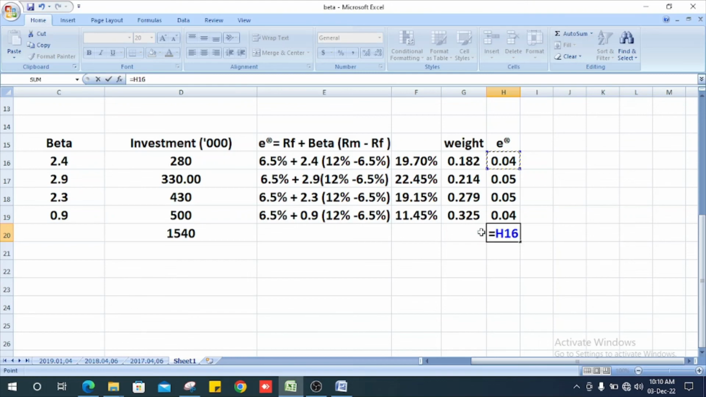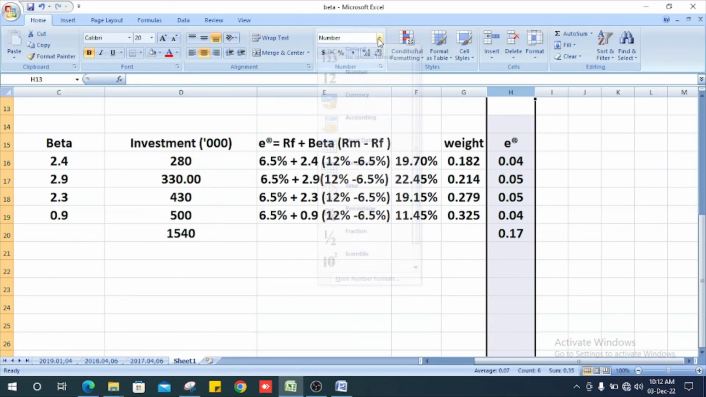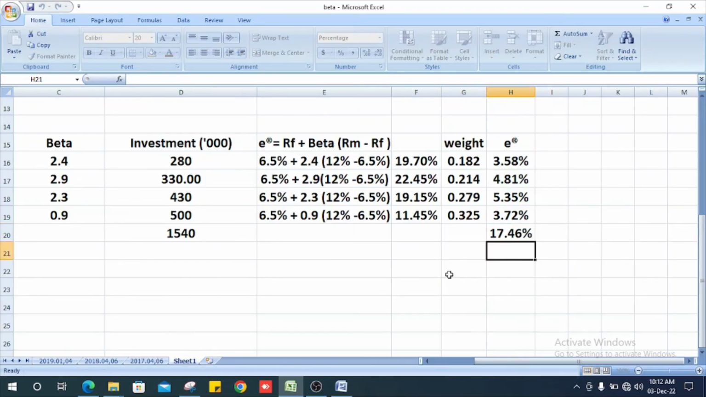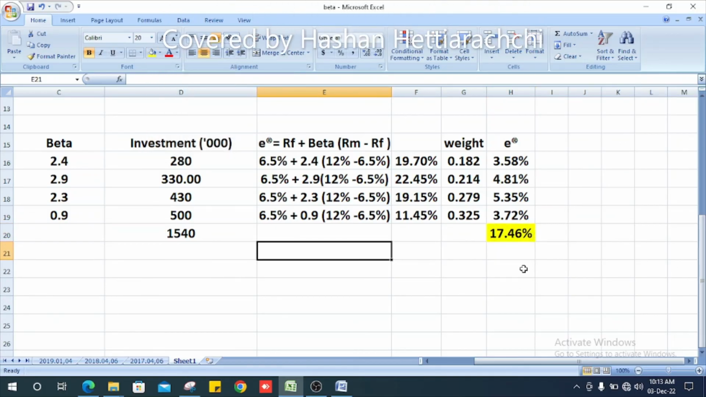Expected return: 0.04 plus 0.05 plus 0.05 plus 0.04. Convert it into percentage value. The answer is 17.46. Expected return is 17.46.